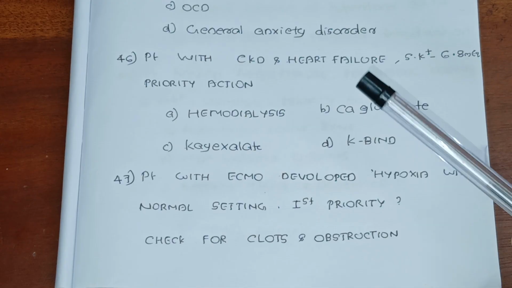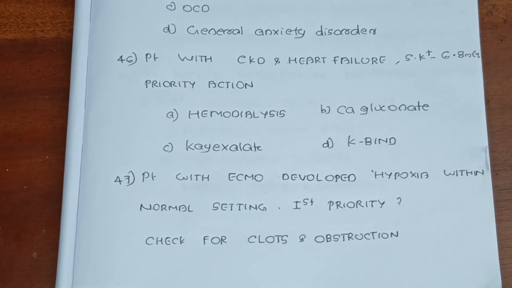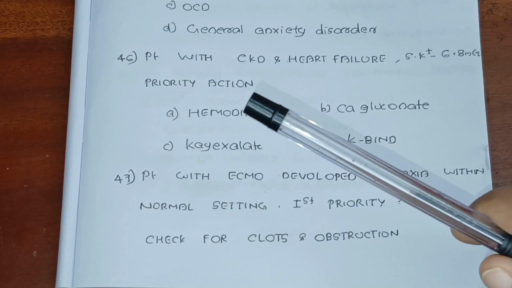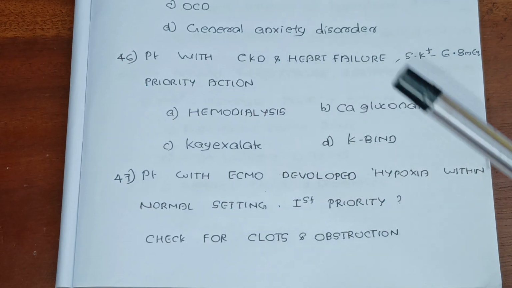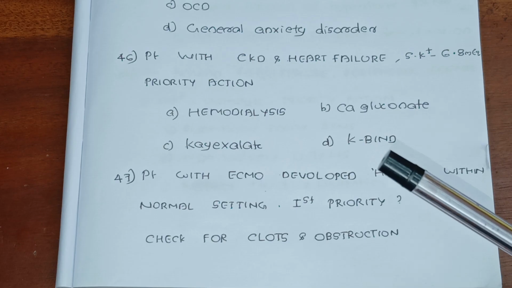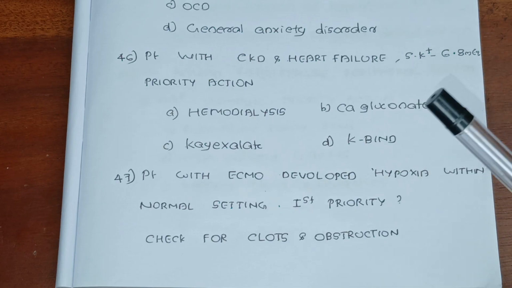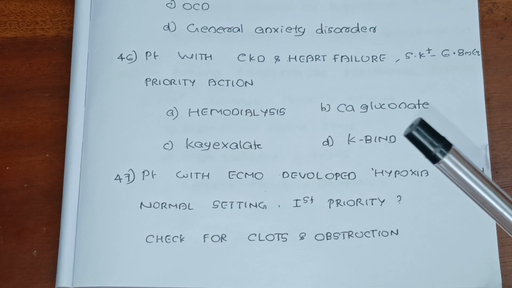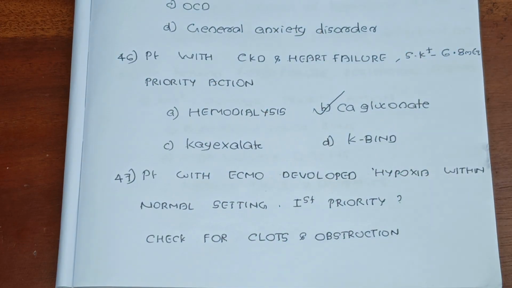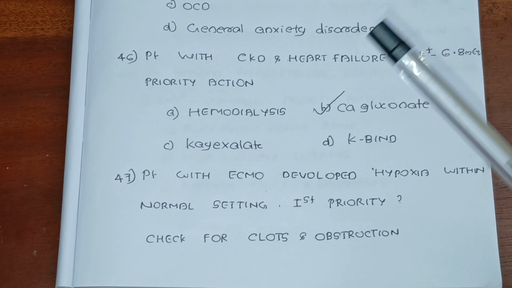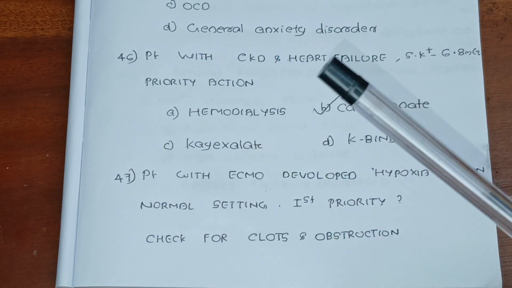Patient with CKD, heart failure and serum potassium level is 6.8 milliequivalents per liter. Priority action, options: hemodialysis, calcium gluconate, Kayexalate, K-bind. Correct option for hyperkalemia, the life-saving medication, is calcium gluconate. In this condition, only serum potassium is elevated, so hemodialysis is not helpful.